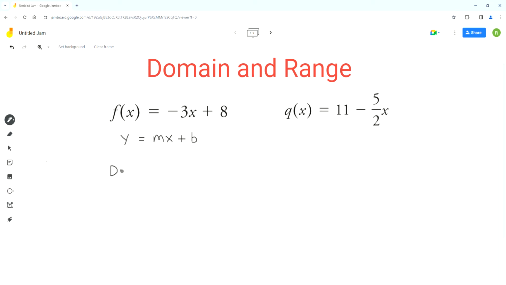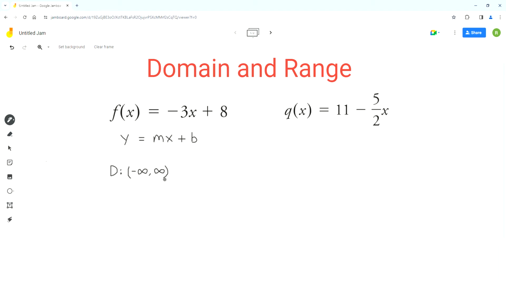Now as you may know, the domain is for x values, so in this case the line will span the whole x-axis because there is no restriction on this straight line that we'll get for this function. Therefore the domain, in interval notation, will be written as negative infinity to positive infinity.